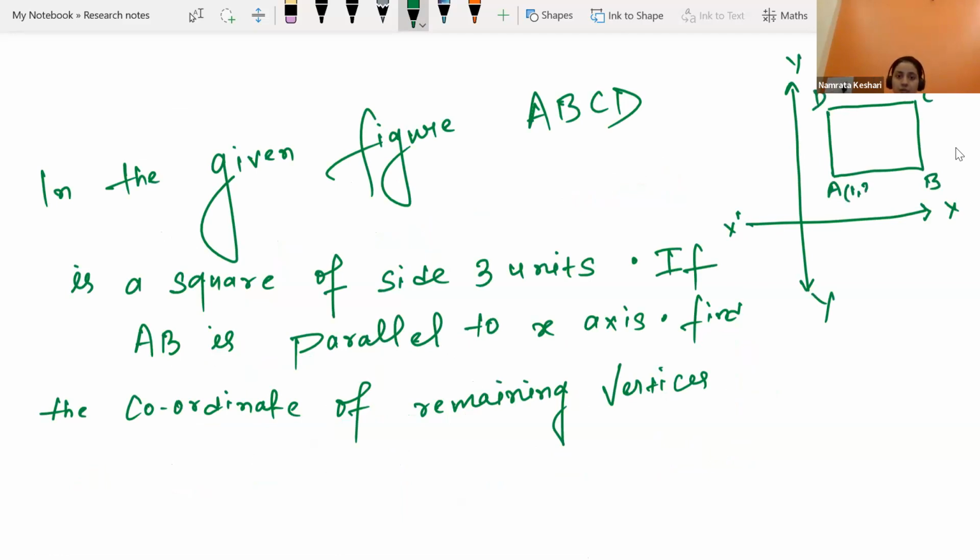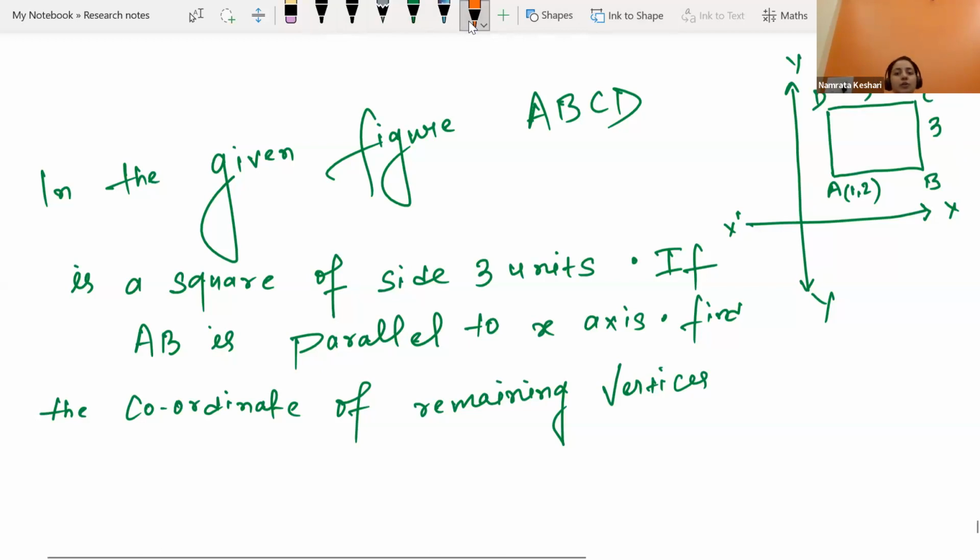This is 1, 2. This is 3. This is 3 since it's a square, all sides 3. Now the question says, let's read the question carefully. In the given figure ABCD, which is a square of side 3 units, if AB is parallel to the x-axis, we can see it's parallel. Find the coordinates of the remaining vertices. We will be able to find, right?